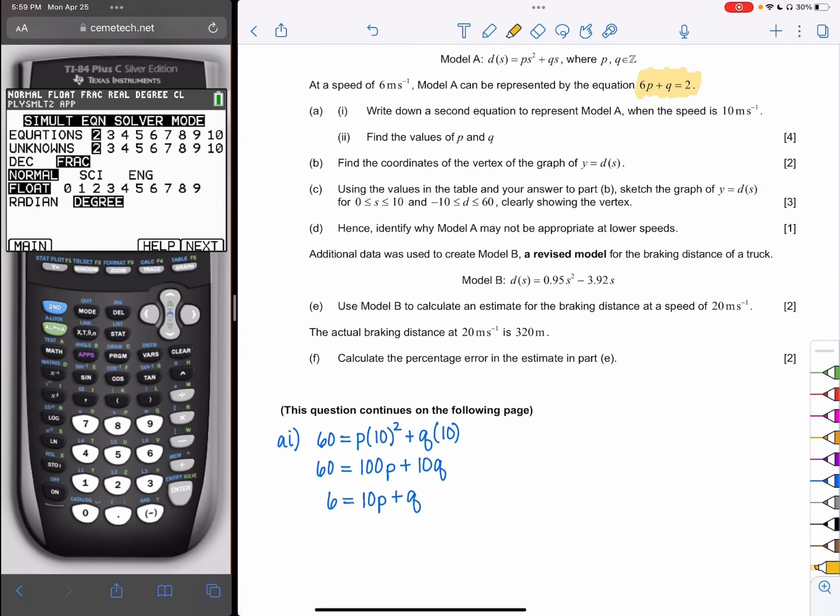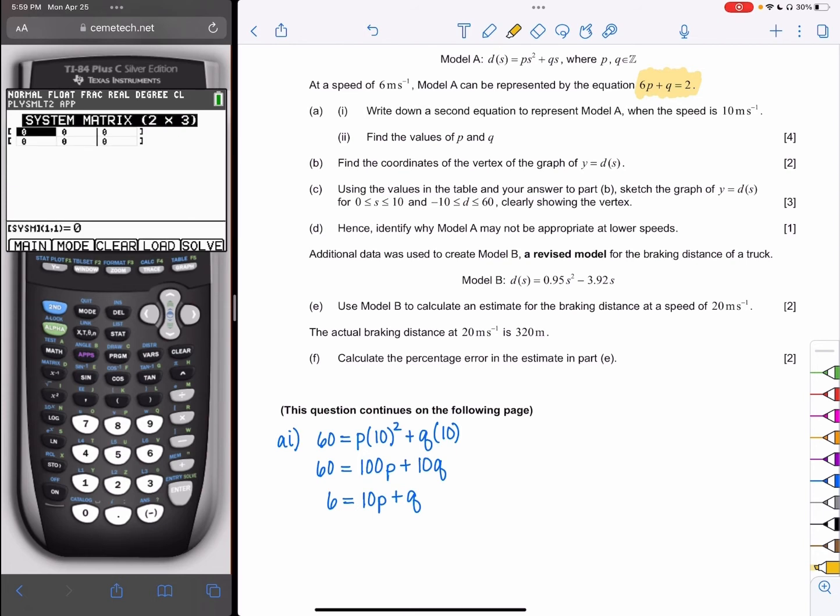So I have two equations, two unknowns, and then I'm going to go to graph to go to next, and I'm going to type in my coefficients. So here I'm going to have 6, 1, and then a 2. And then on the bottom one, I'm going to have a 10, a 1, and then a 6.